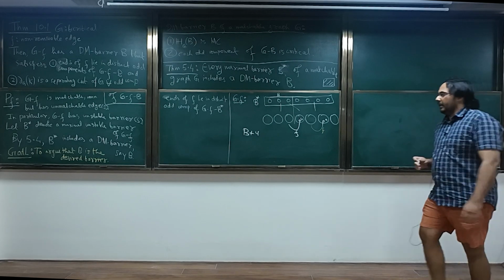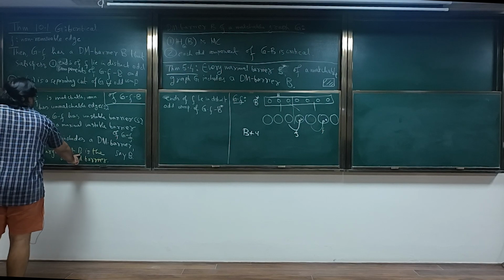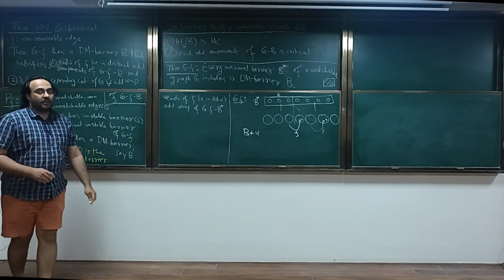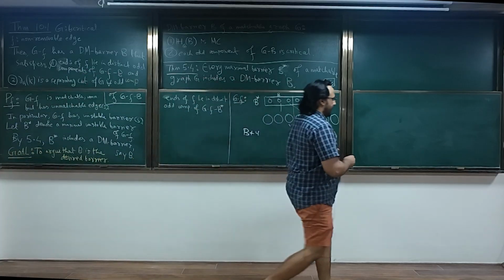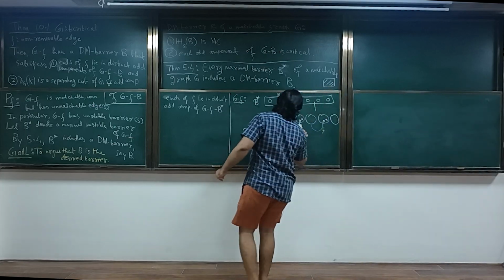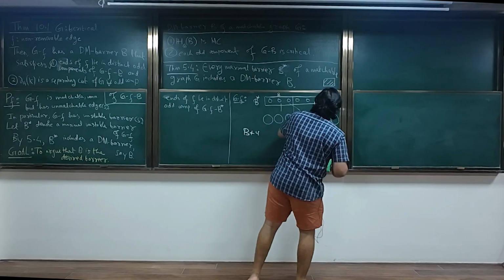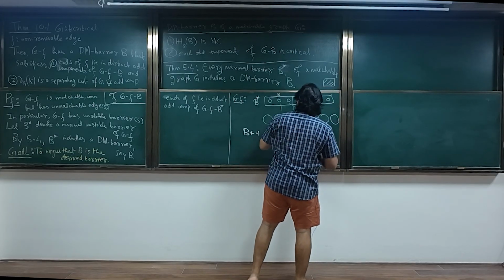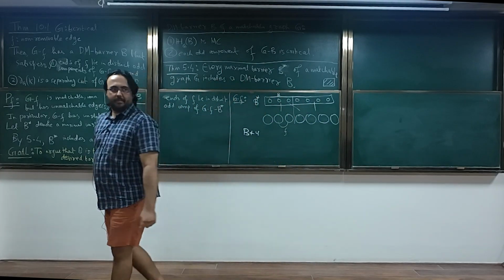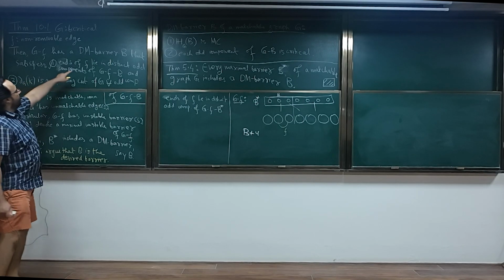So what we have done so far is we have proved that this barrier satisfies the first property. The edge F doesn't look like this or that. It actually looks like this. Yeah? This was the first property we wanted.